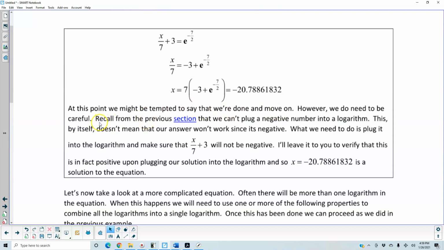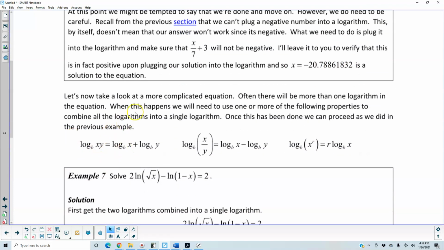Now at this point, we might be tempted to say that we're done and move on. However, we do need to be careful. Recall from the previous section that we can't plug a negative number into a logarithm. This by itself doesn't mean that our answer won't work since it's negative. What we need to do is plug it into the logarithm and make sure that x over 7 plus 3 will not be negative. I will leave it to you to verify that this is in fact positive upon plugging our solution into the logarithm, so x is equal to -20.7886182 is a solution to the equation.